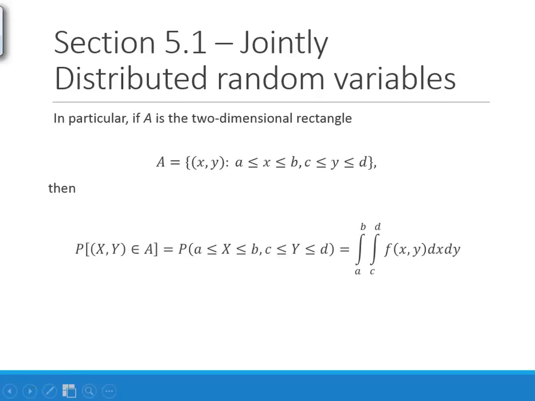Suppose A is some rectangular shape. So I'm looking at all the x values between A and B, and all the y values between C and D. If I want to know the probability that the pair x, y is in that set, you can write out the probability in interval form, and then I can do my integration over those limits. Those should be switched. But anyway, if I want the probability of being in a certain range, I just take an integral over that range of my density function.